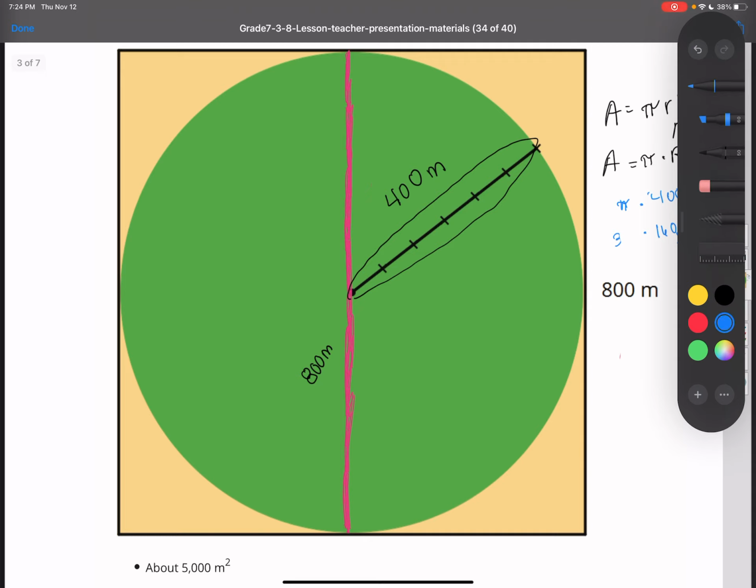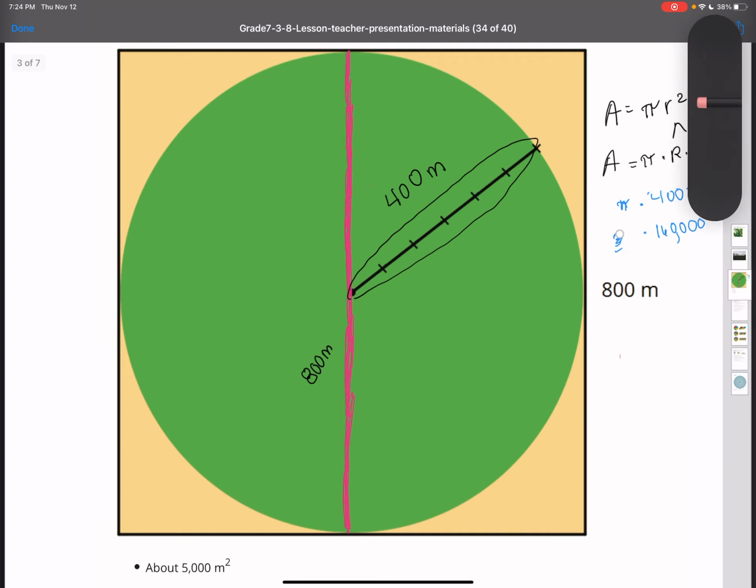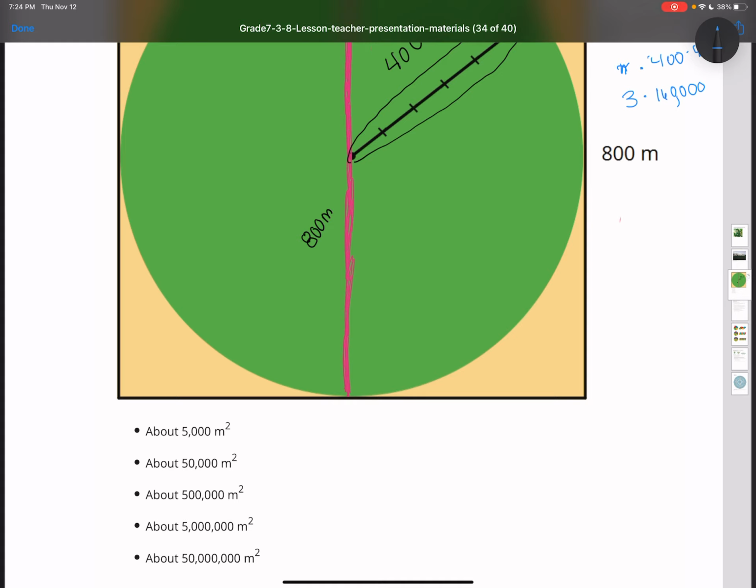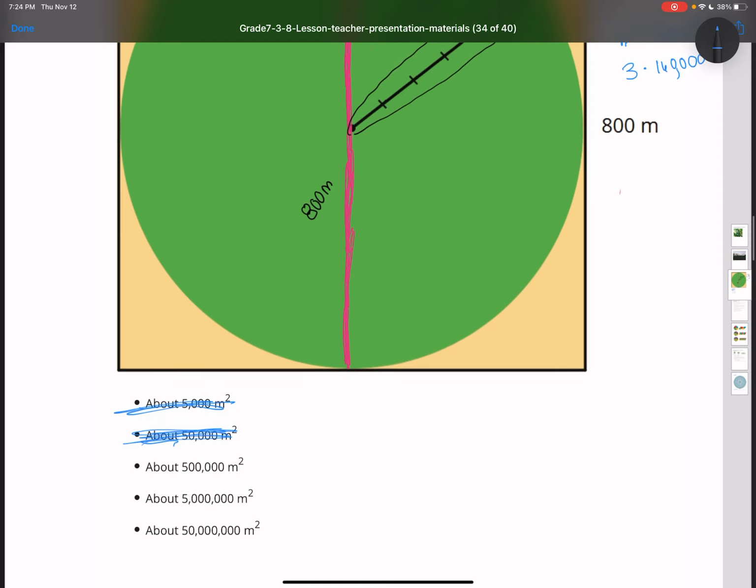All right. So before we even really dive into this, what 2 choices can I scratch out? I can definitely scratch out the first one. If this is way bigger than 5,000. Okay. I could also scratch out the second one. Are there others that you think you could scratch out? If you guessed 50 million, that's way too big, okay?